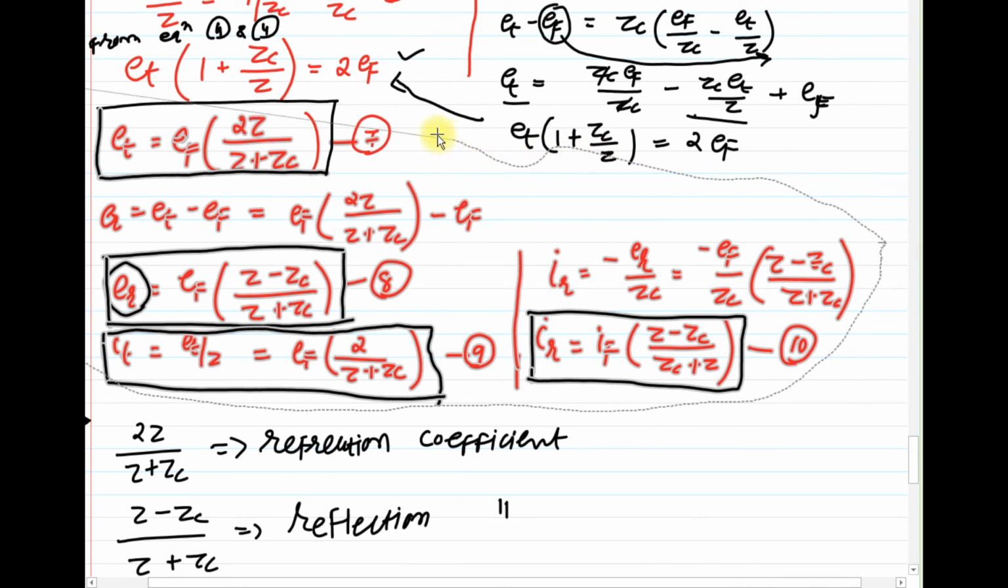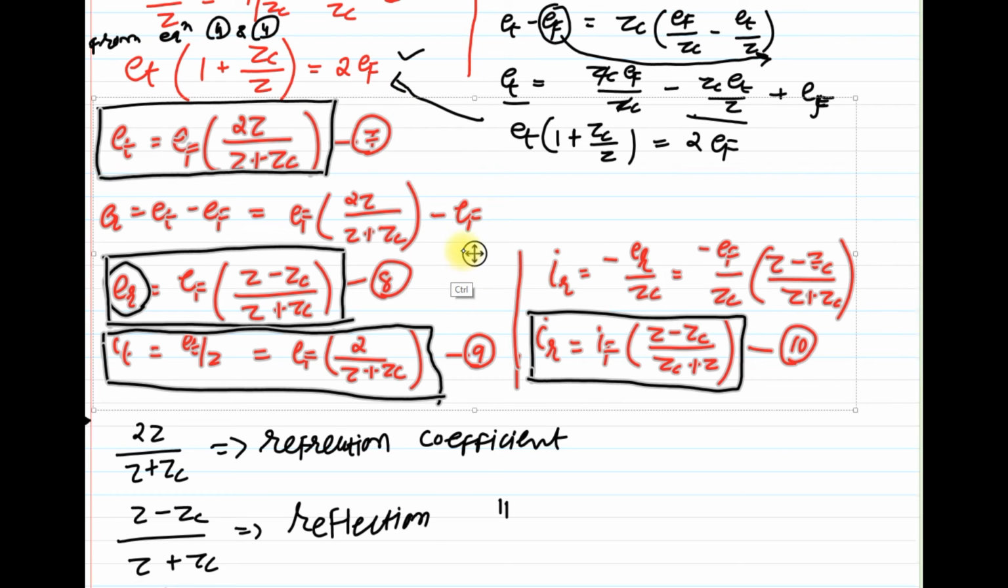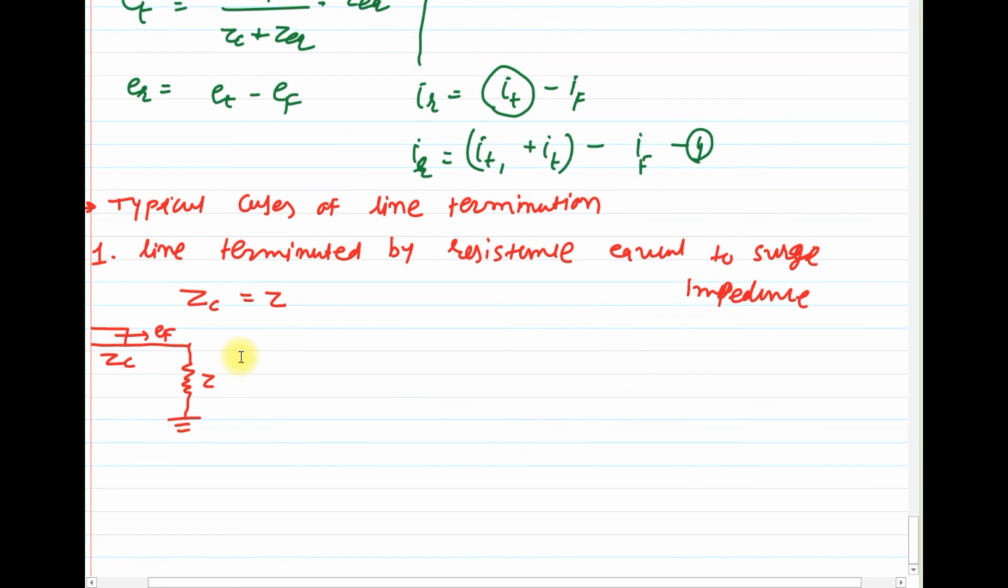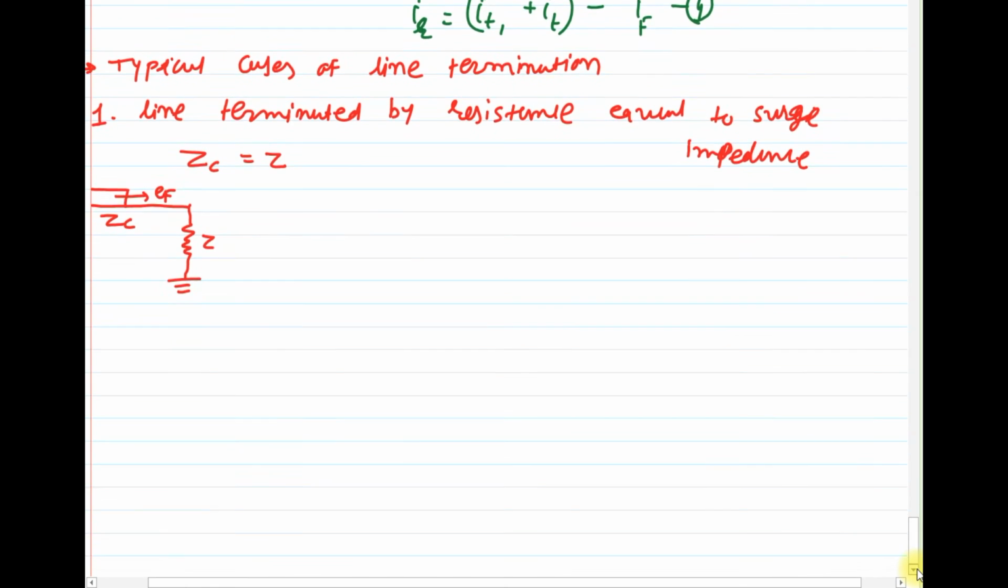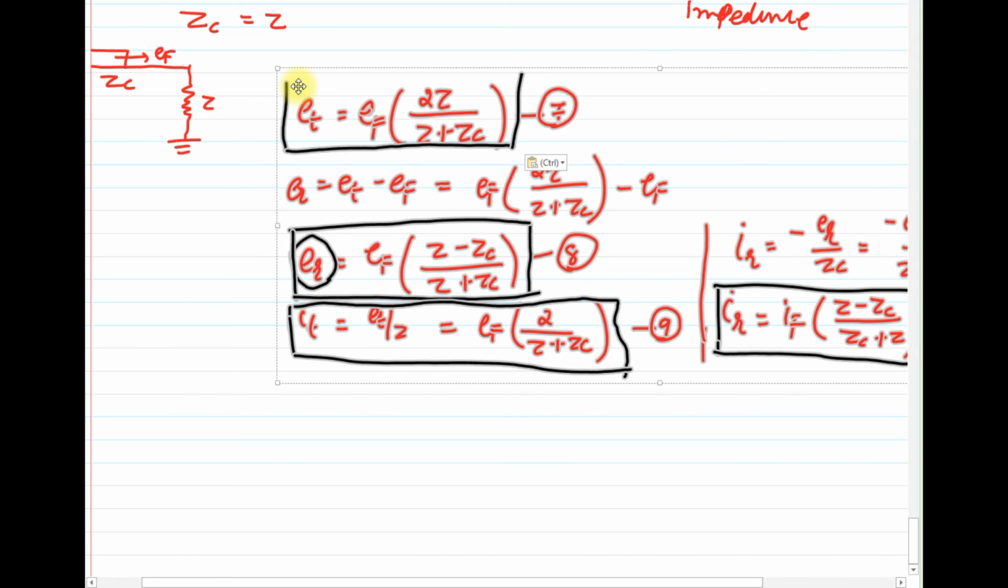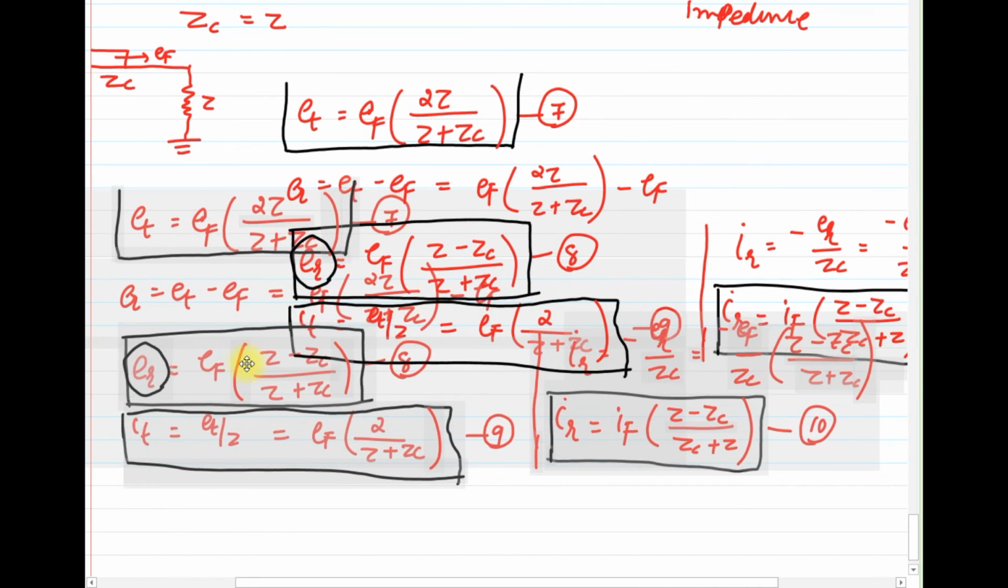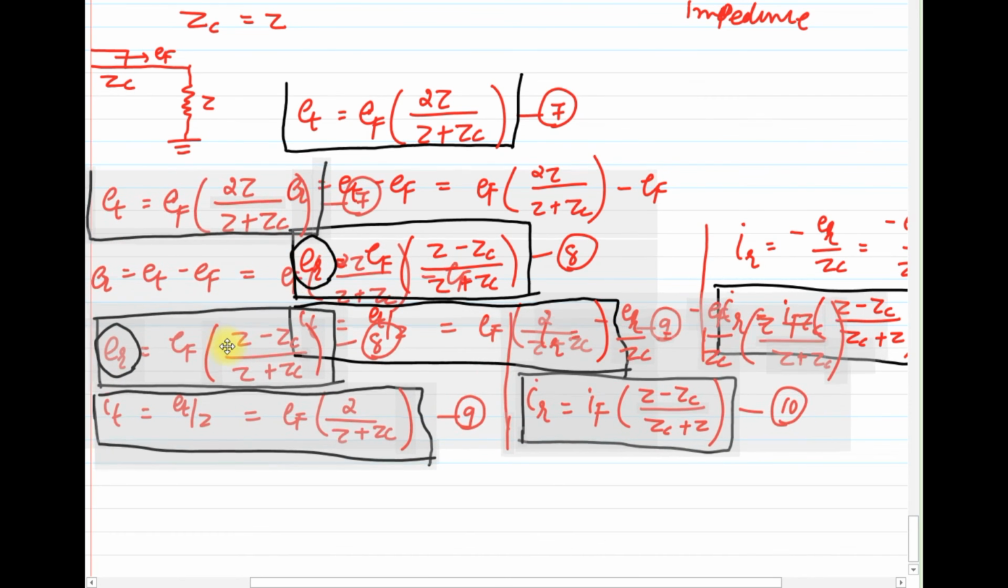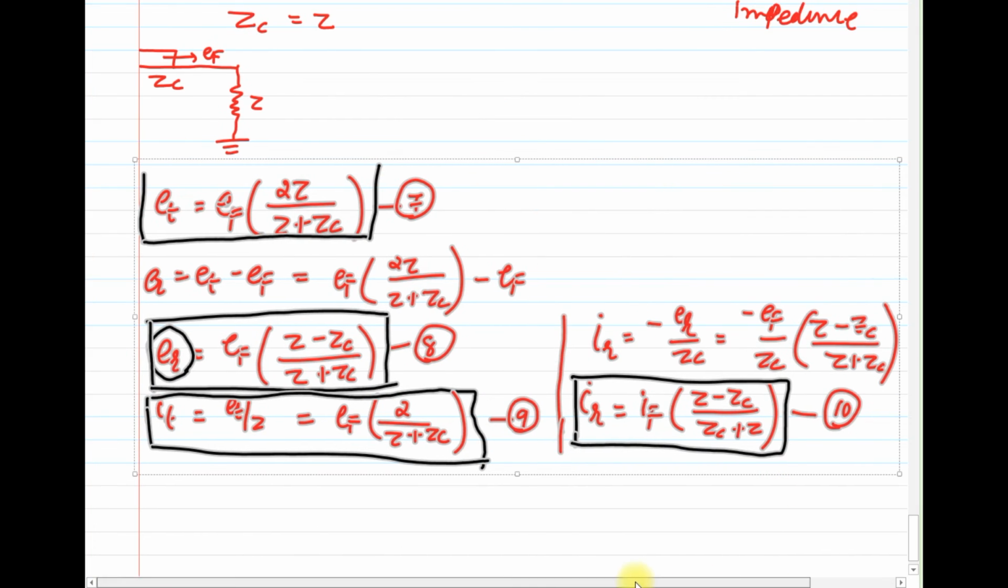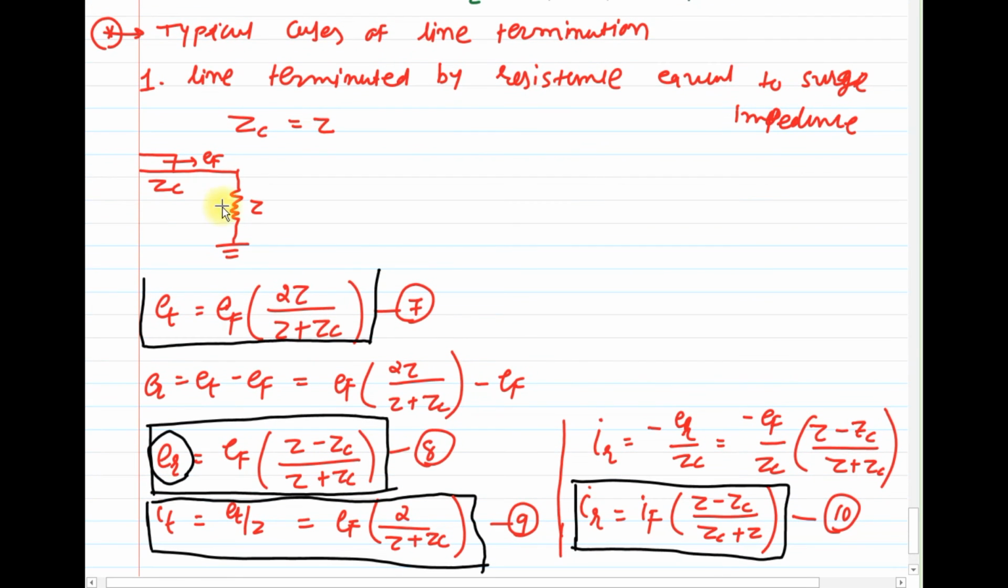Yes, up to this equation number 7. So let us use these cases of the equation over here, where we have considered the case of line termination where the termination impedance ZC is equal to the surge impedance Z. So just substitute the value of ZC equal to Z in equations number 7, 8, 9 and 10. You will get ET, ER, IT and IR.